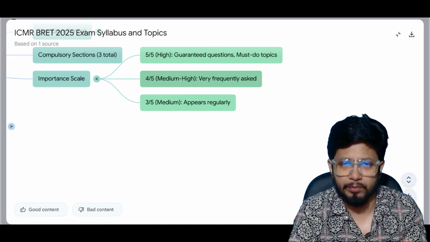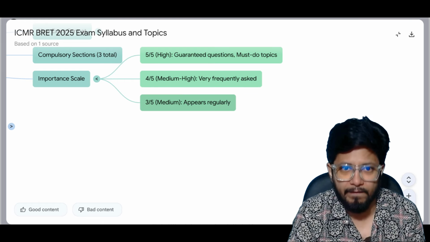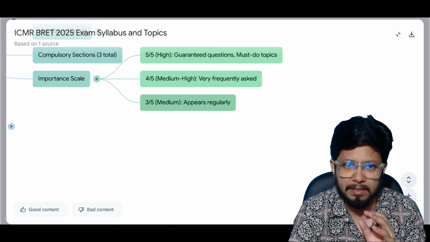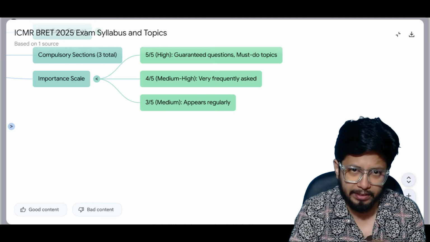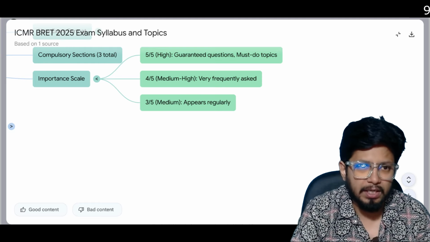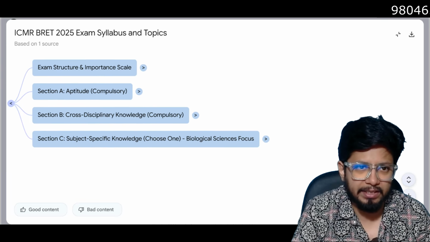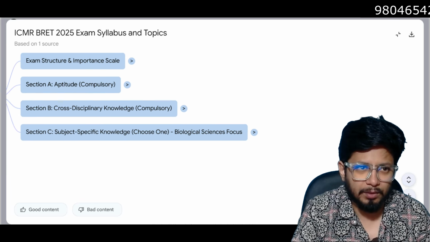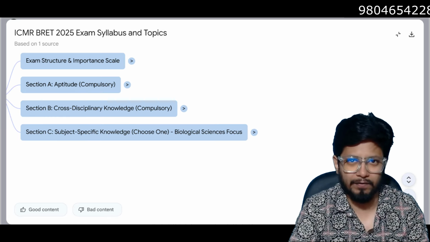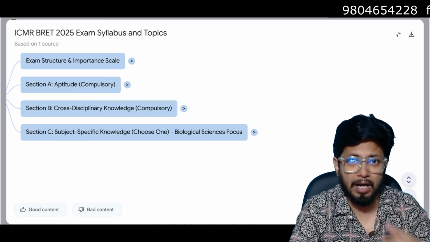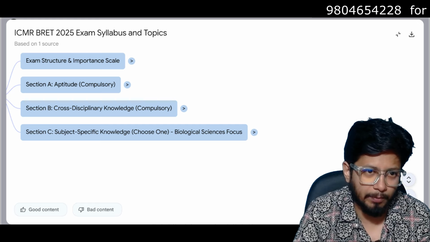A very frequently asked question if I rate it 4 out of 5, and 3 out of 5 is medium, appears regularly. So with 5, 4 and 3, I will categorize the topics based on the degree of relatedness, the degree of asking questions, and how important that topic is.